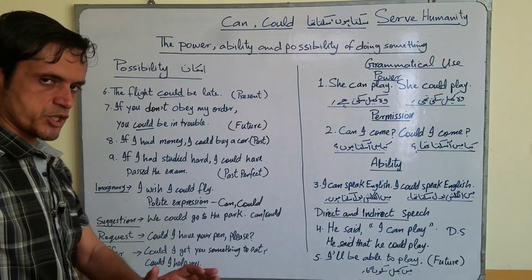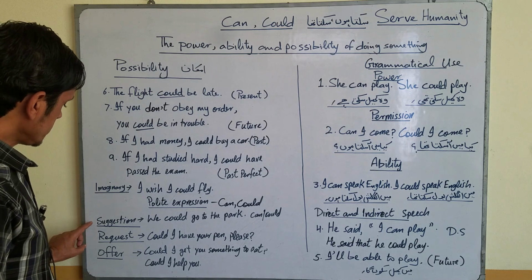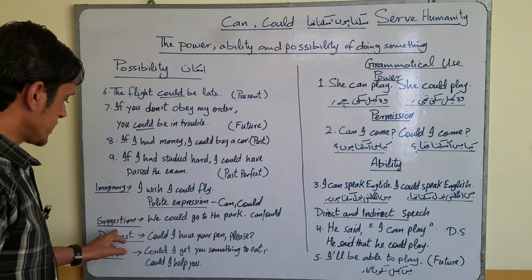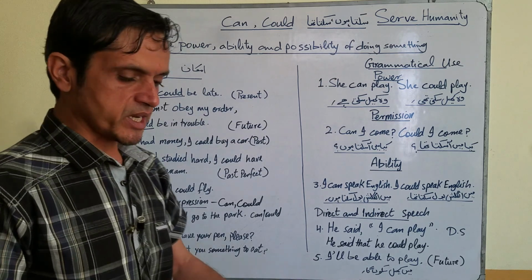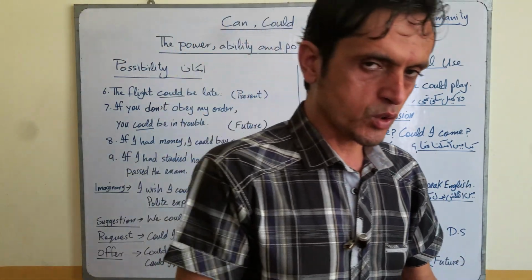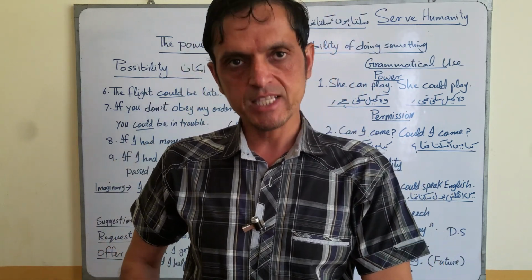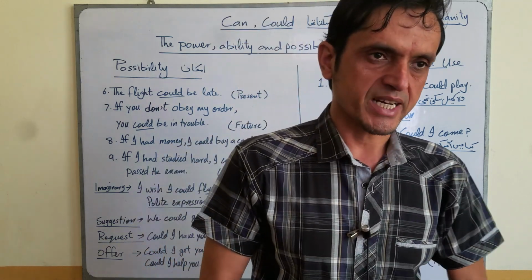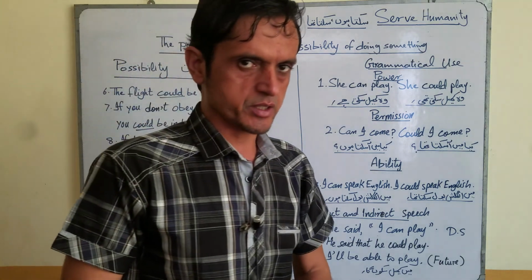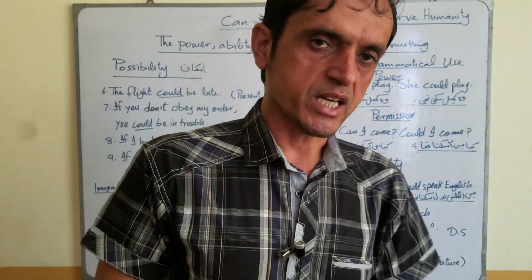So in polite expressions, we can use can and could for suggestion, for request, and for offer. So how will we use it for suggestion? We could go to the park. Now you see, this is a suggestion from you to your friends that we could go to the park. You can also say we can go to the park, but it would be a little bit less formal. But if you say we could go to the park, it's more formal. So when we give a polite suggestion, you can use could, we could go to the park, and you can also use can, we can go to the park.